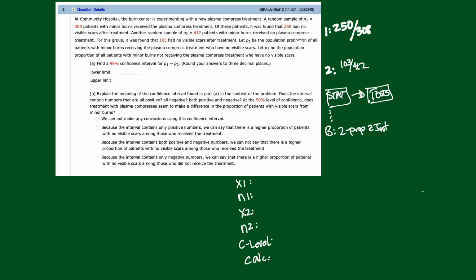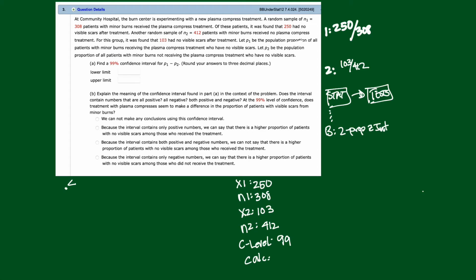So X1, we can just go right up here. Here's our first population, so it's going to be 250, 308. So let's get those in. 250, 308. Then X2 and N2, 103 out of 412. And the confidence level is 99%. All right, and then we'll calculate.